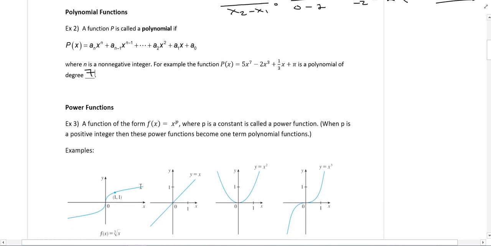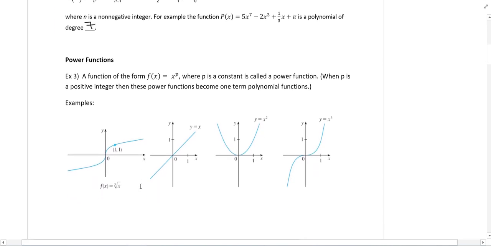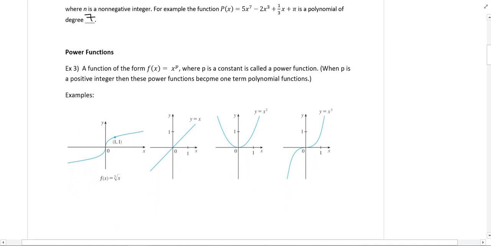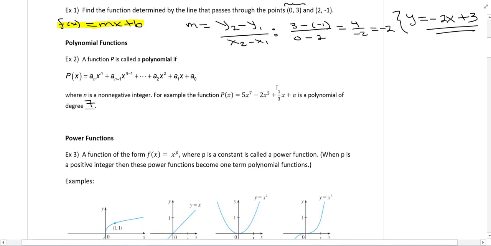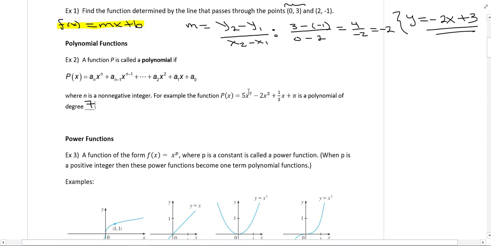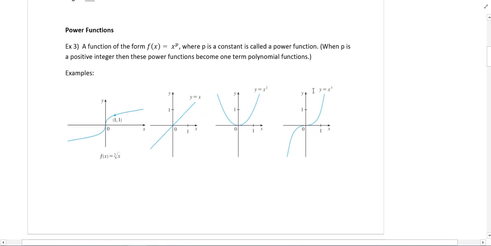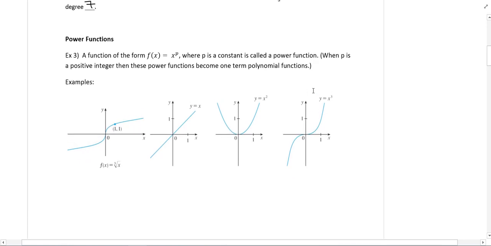Our power functions. A function of the form x to the p, where p is a constant, is called a power function. When p is just a positive integer, then those power functions become really one-term polynomial functions. So notice that essentially this polynomial function is made up of the addition and subtraction of various power functions. That's what makes it multiple terms.